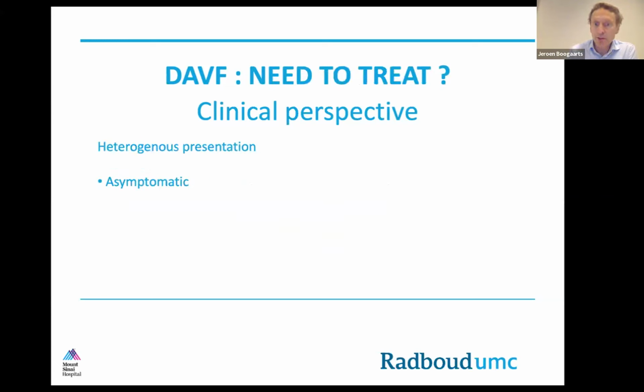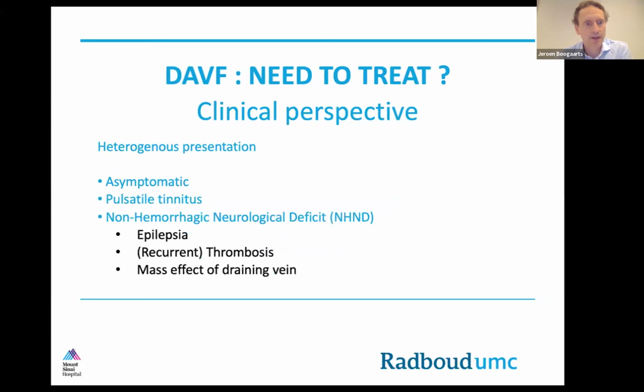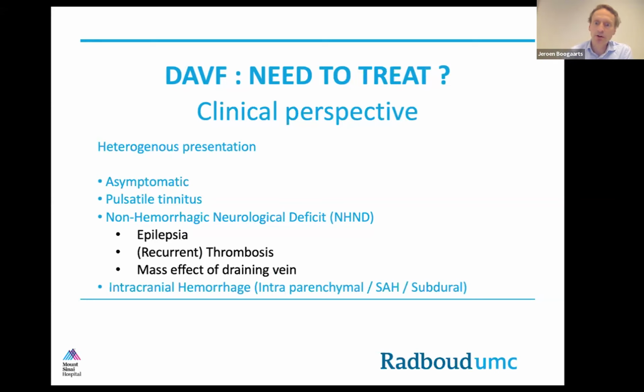So from a clinical perspective, how do those patients present? Typically, they are asymptomatic, can have pulsatile tinnitus, or have non-hemorrhagic neurological deficit, like epilepsy, recurrent thrombosis, or mass effect of a draining vein. And the most feared complication, of course, is the intracranial hemorrhage: intraparenchymal, subarachnoid, or subdural hemorrhage.